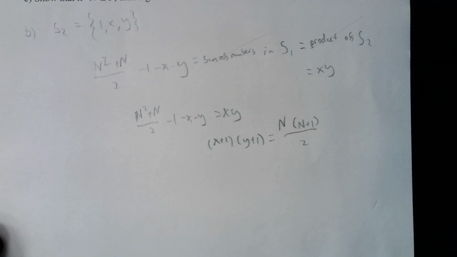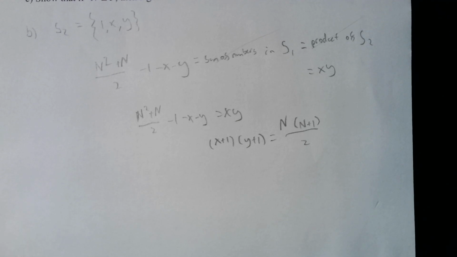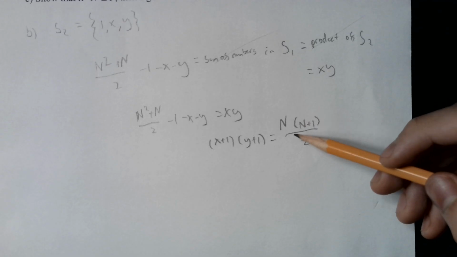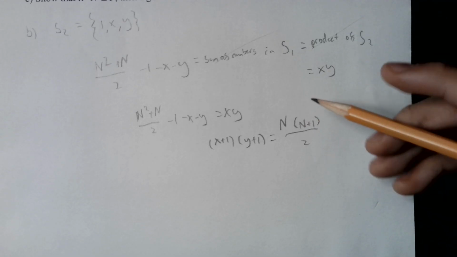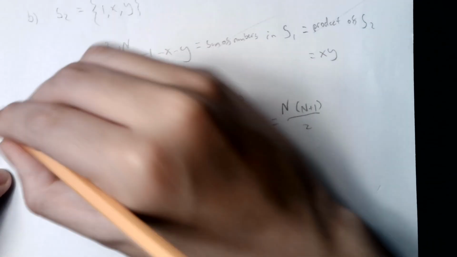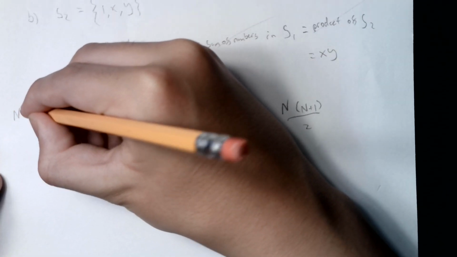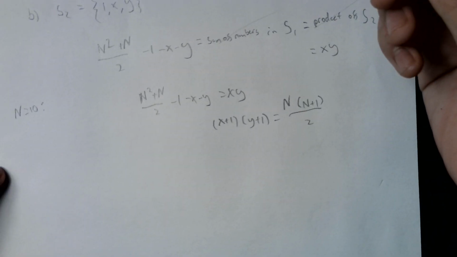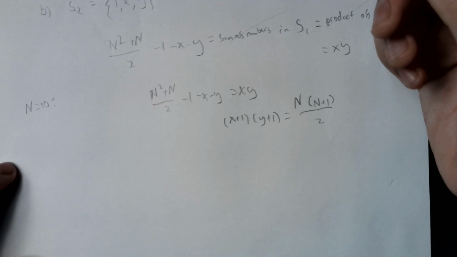So why did I do this? Well, we can see here that we can just plug in a bunch of numbers and see whether or not they work for n. So if n is equal to 10, let's just say n is equal to 10. What would happen if n is equal to 10? Well, it's going to be pretty simple.